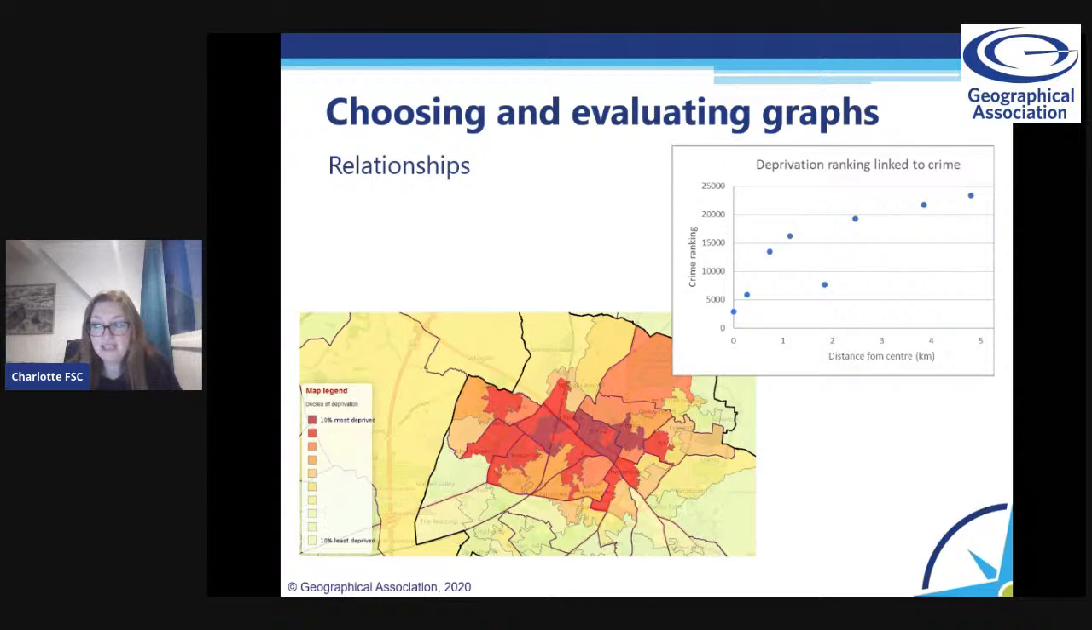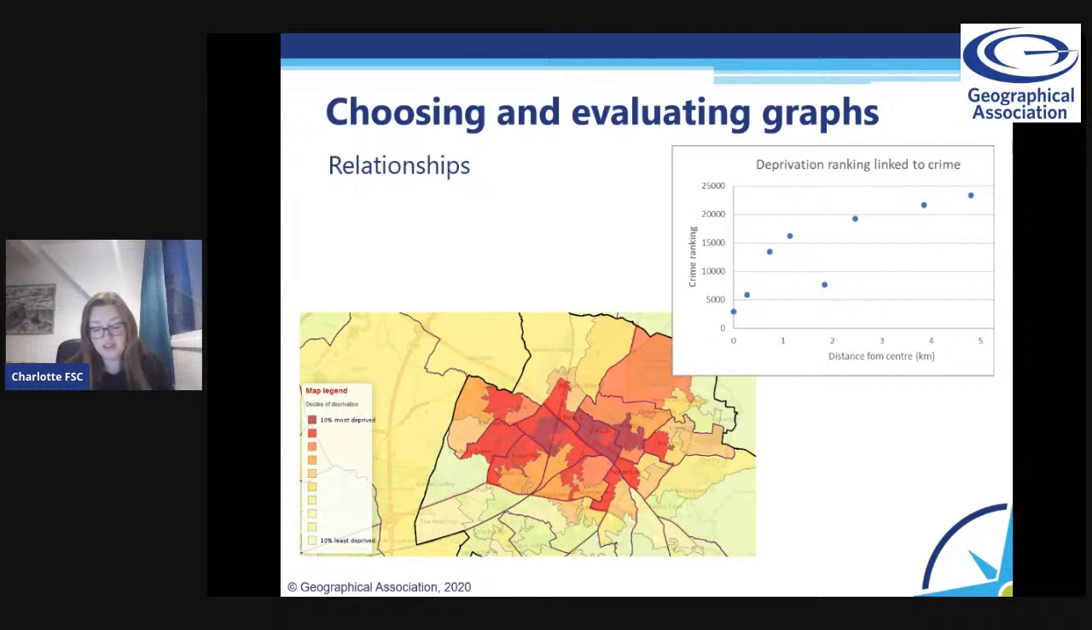So it does make it very easy to read, but if you're trying to judge what the relationship is between crime and distance from the town centre, you, the viewer, the geographer, has to interpret that yourself. It's not a massive leap, but it is something that you need to kind of work out for yourself if you wanted to do that.